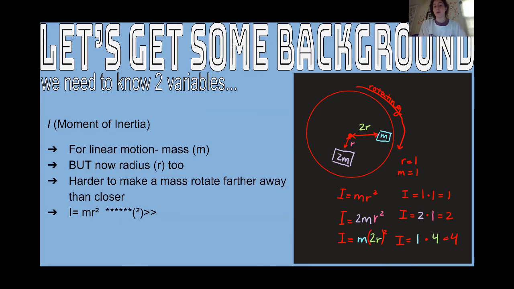So we already can tell that radius is going to play a larger role in this than mass is, and that plays into the importance I placed on the squared in the equation on the left, because when you double the radius, it actually quadruples the total moment of inertia. That's also why a slight change in leg position for an ice skater will have such a huge impact on speed.